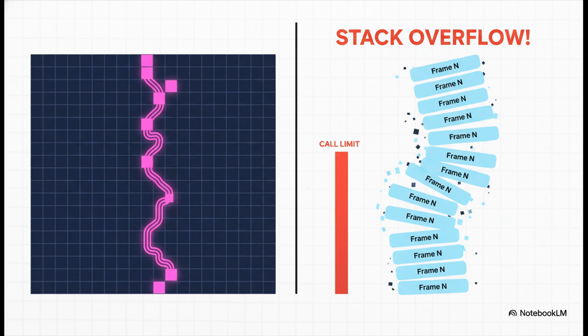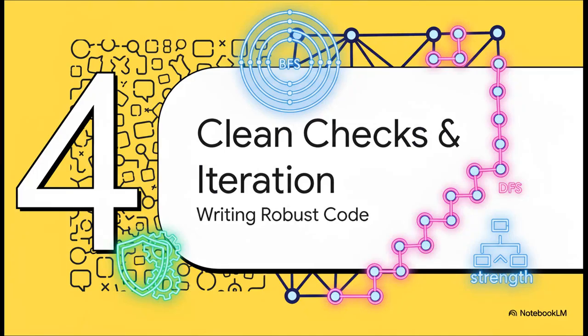Eventually, you run out, and the whole thing comes crashing down. That's a stack overflow. Okay, so we've seen the traps, but don't worry. The good news is, fixing them is how you demonstrate that you write robust, professional-level code, which is exactly what interviewers are looking for. So let's pivot to the solutions.